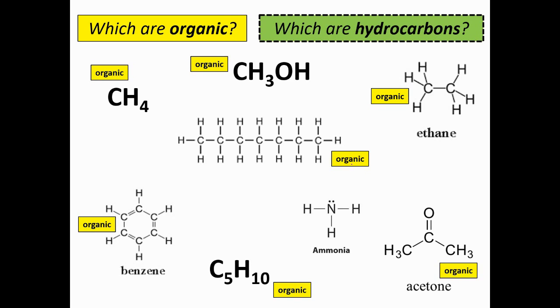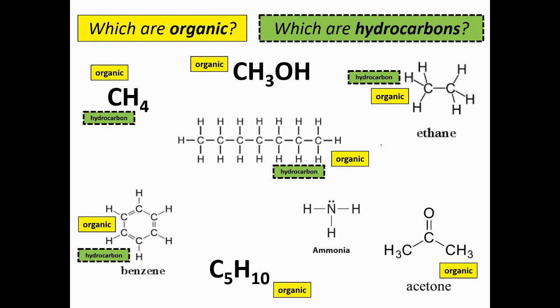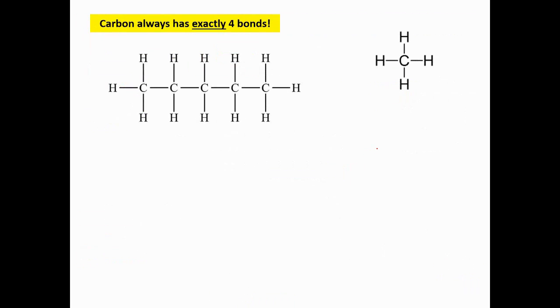Okay, which ones are hydrocarbons? Only carbon and hydrogen. CH4, that's a hydrocarbon. That ethane over there, that's a hydrocarbon, but not CH3OH. What about this long one in the middle? Yes, it's a hydrocarbon, nothing but carbon and hydrogen. What about that benzene ring? Yes, that's a hydrocarbon. C5H10, yes, it's a hydrocarbon, and that's it. Acetone has oxygen. It's not a hydrocarbon. Ammonia is not a hydrocarbon. It doesn't contain any carbon. Okay, it's not organic, and it's not a hydrocarbon.